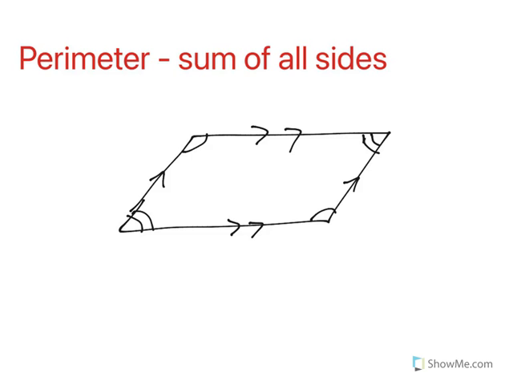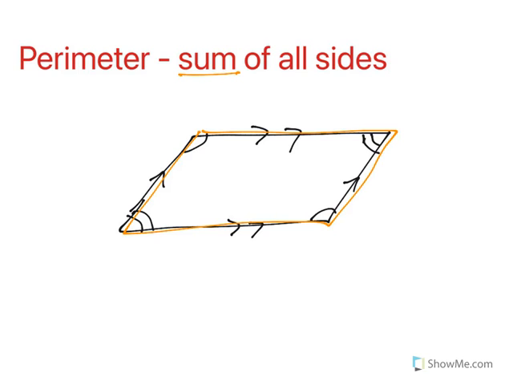The perimeter of parallelograms. Now remember that the perimeter is the sum of all sides. So it's the distance around the outside of a figure. Think about fencing in a backyard. We would need fence around the outside. So we're adding all of the sides together because sum means to add.